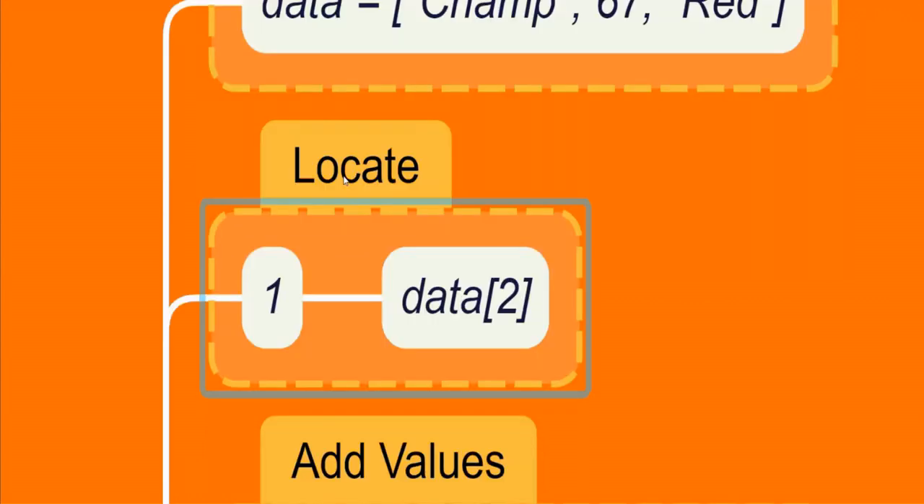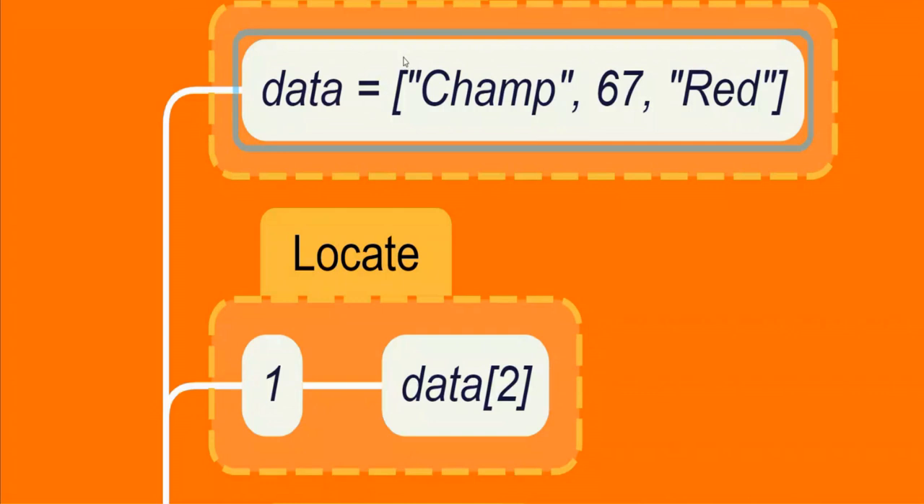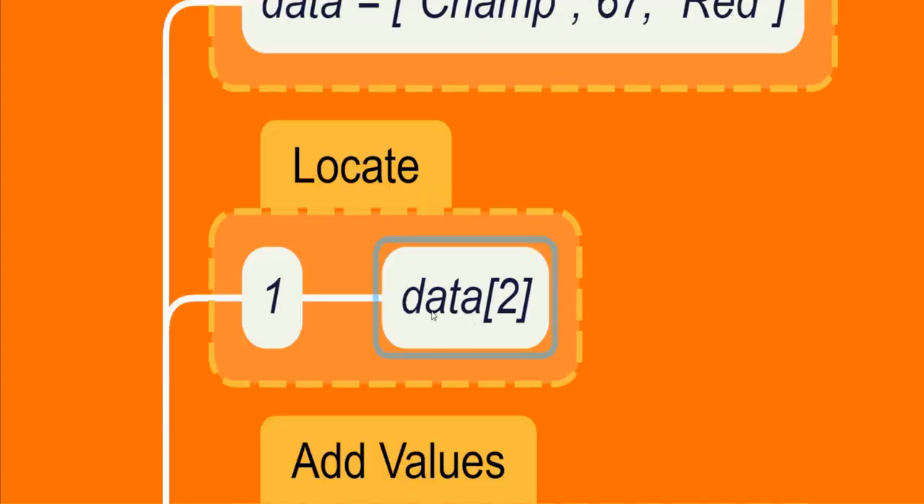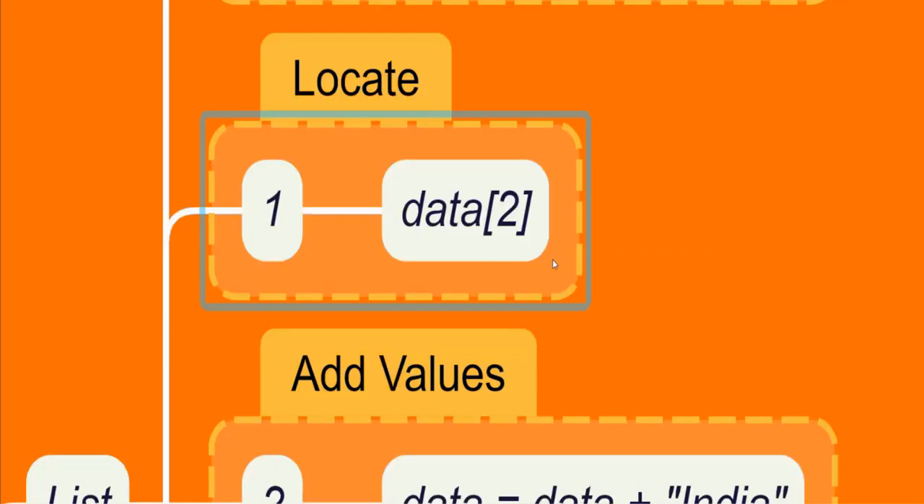Here I have created a list. If I want to access a particular value, I don't want the entire value. If I simply give data, it will return the entire values. But I want to access only the red. Then we can do it with the help of indexing. Each element present inside the list will have an index number, and as I previously mentioned, the index number always starts with 0. For champ it is 0, for 67 it is 1, and for red it is 2. To access it, I simply have to give the variable name data, and in square brackets mention the index number. Here the index number is 2, so it will return red. If I mention 1, it will return 67.